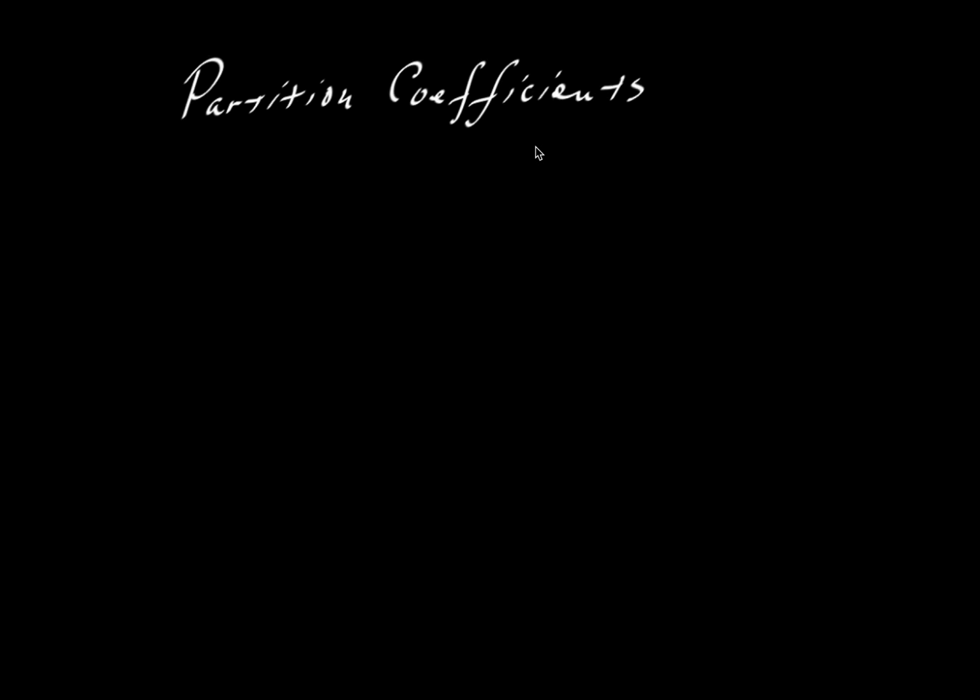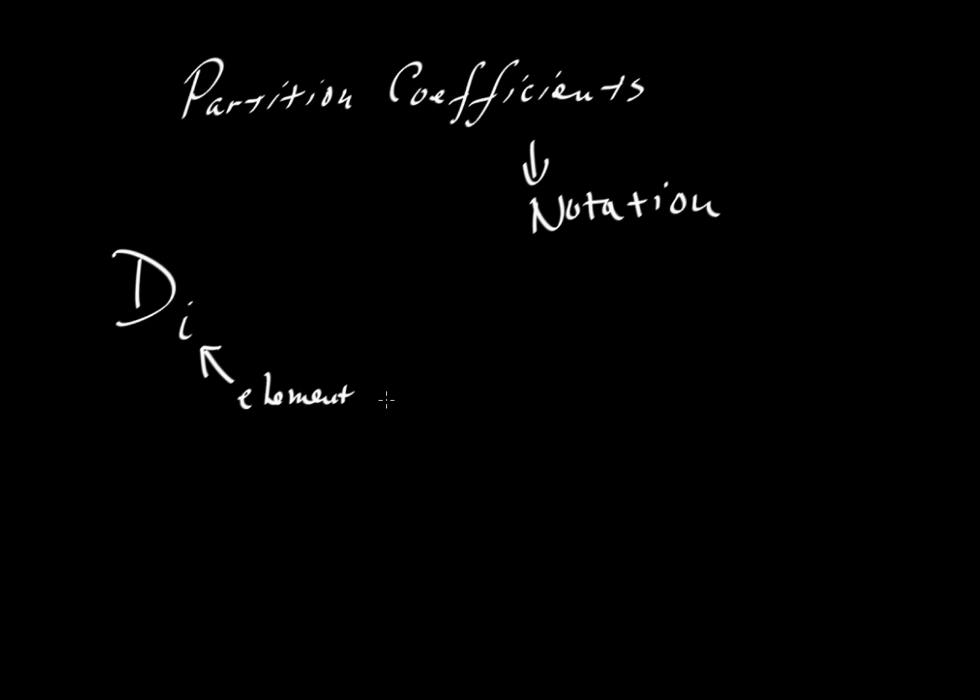So here we're going to take a look at partition coefficients and their notation. Earlier in some videos, we've written partition coefficients like this: the distribution coefficient for some element I. So I is some element or compound. It could be an oxide or something else. So an element or a compound that interests us.